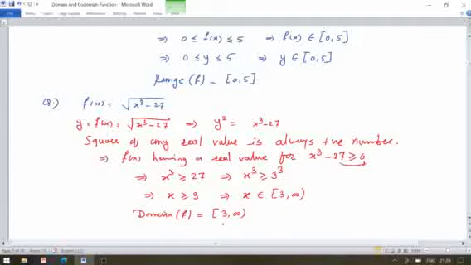Now how could we evaluate the range of the given function? Again same thing, as we already mentioned, the square root of any real value is always positive. That means now we can write directly the range of the given function becomes f of x should always be greater than or equal to 0. We might write in terms of the interval, f of x belongs to the semi-closed interval 0 comma infinity. So the range of the given function becomes the semi-closed interval 0 comma infinity.